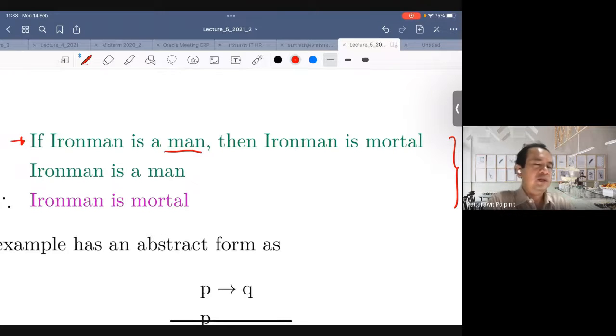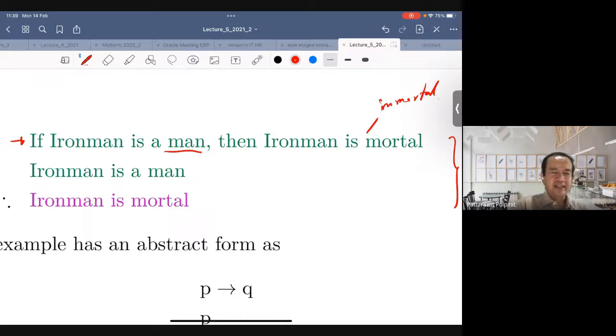Mortal means that he can die, right? He's not going to live forever. The opposite of mortal is immortal. Like in the Mortal Kombat game, you fight until one of you dies, so everyone in the game is mortal and can die. So if Iron Man is a man, then Iron Man is mortal. That's our first premise.